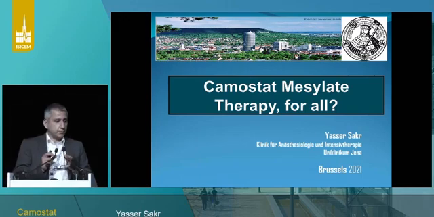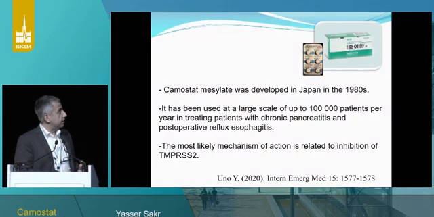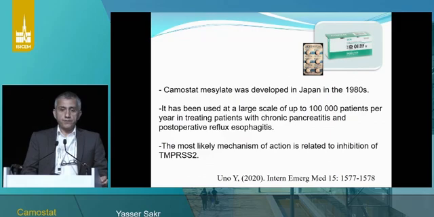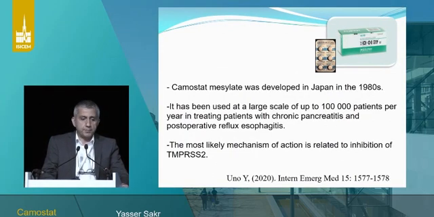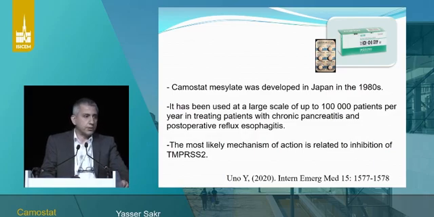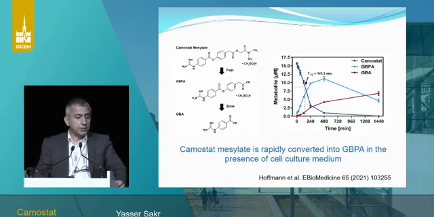So I'm going to speak about some sort of an exotic treatment. Probably you didn't hear about this before. I don't know if you are well aware of the compound. Camostat mesylate was developed in Japan in the 1980s. It has been used there on a wide scale in patients with chronic pancreatitis and those with reflux esophagitis, with the main mechanism of action being a serine protease inhibitor of the TMPRSS receptors, the transmembrane receptors present on the surface of the cells and expressed in a lot of tissues in our body.